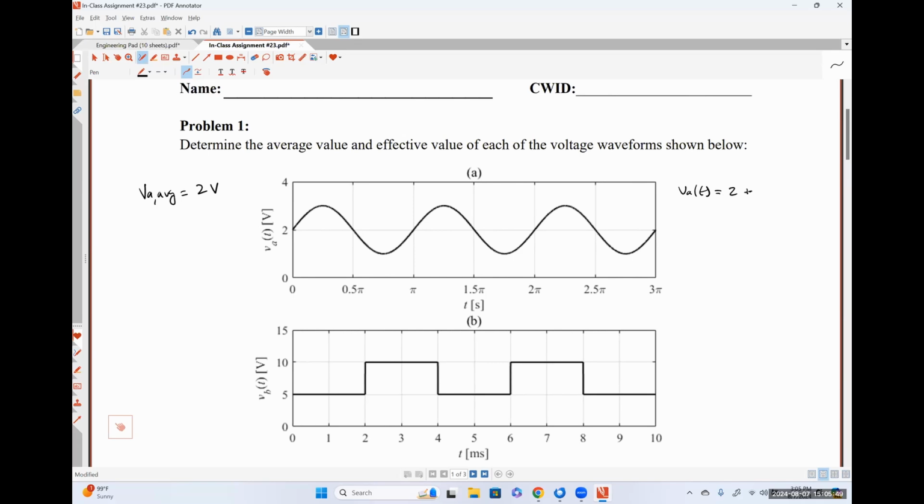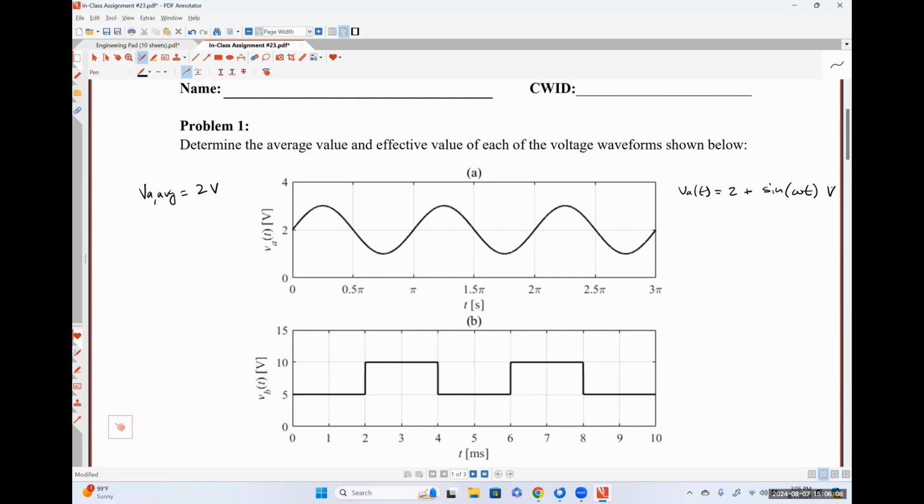Would it just be 1? Yeah, so let's just call this 2 plus sine omega t volts. Since we're looking for an effective value, we know that omega doesn't matter. So that's why I'm not bothering to figure out what it is, okay?